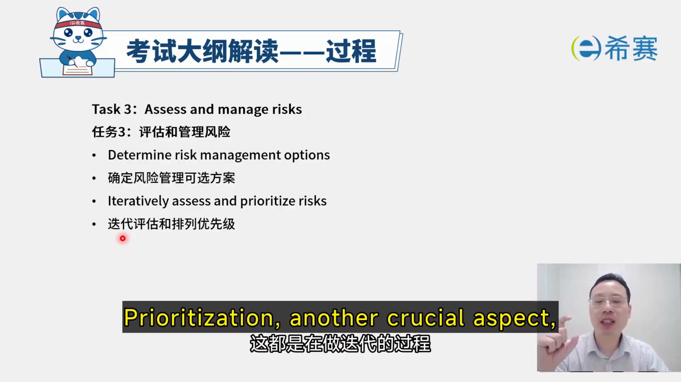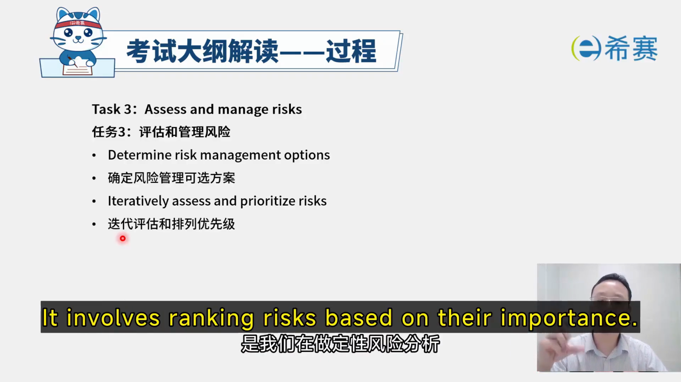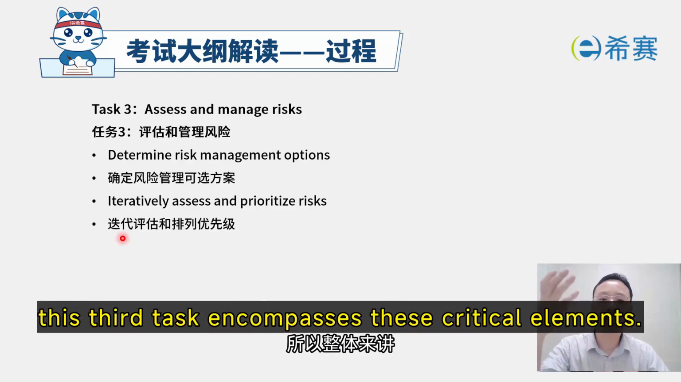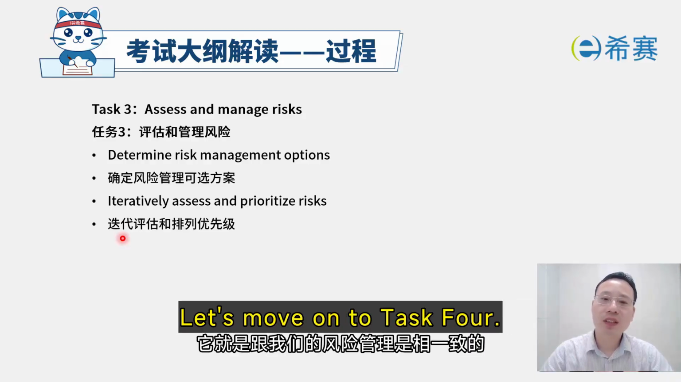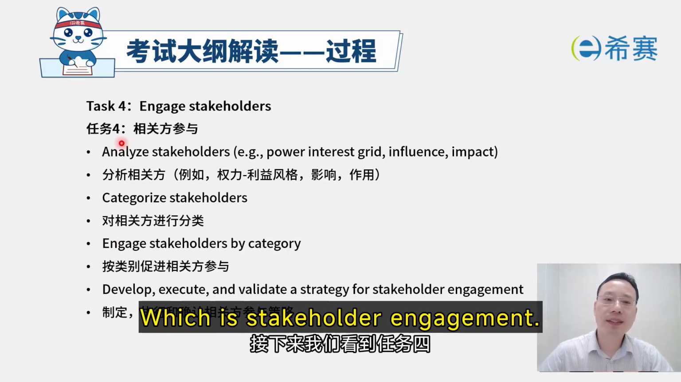Prioritization, another crucial aspect, is integral to our qualitative risk analysis. It involves rating risks based on their importance. In summary, this third task encompasses these critical elements. This aligns perfectly with our risk management approach. Let's move on to task 4, which is stakeholder engagement.